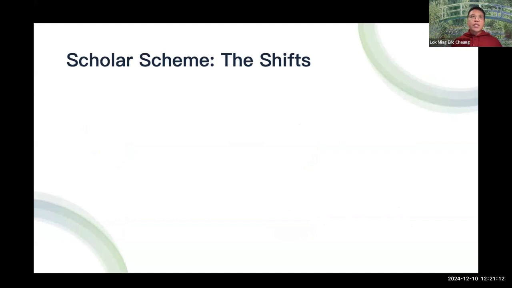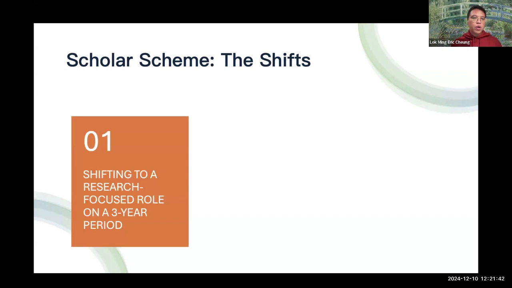But then in 2019, we had an enhanced productive, I have to use quote unquote, scholar scheme, for those who want to shift towards what we call the research lane, or lane B. The teaching intensive staff will be lane A, and we are lane B right now. We have to undergo a few shifts, which is quite a dramatic change to me. We have to shift to a research-focused role on a 3-year period.